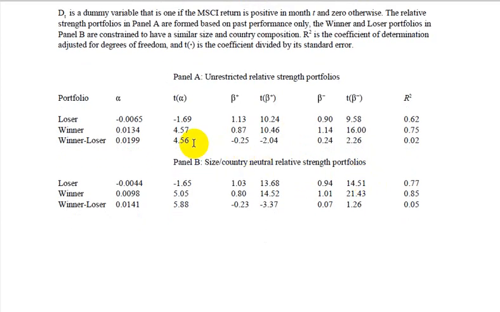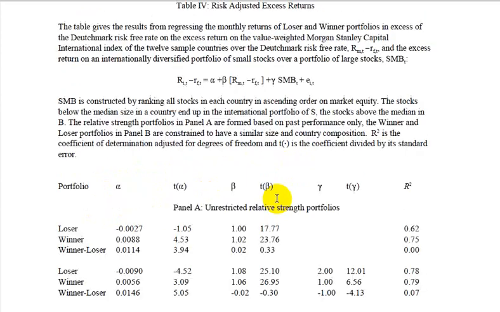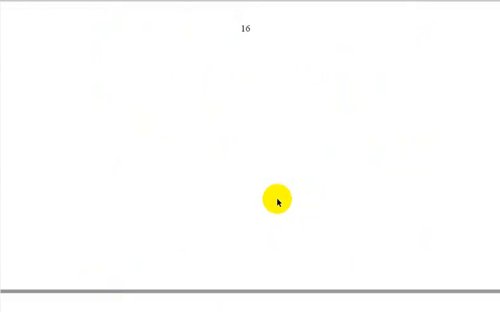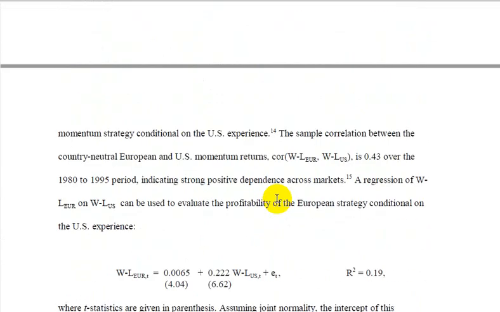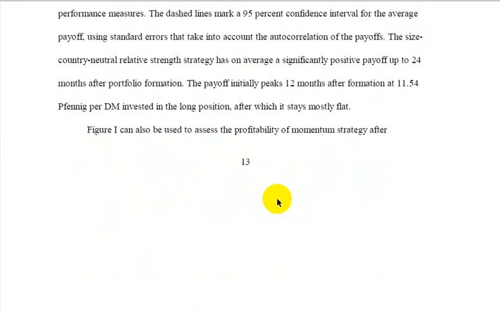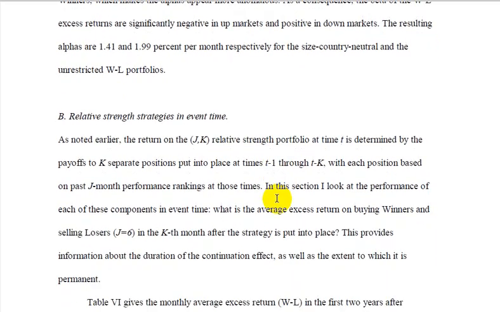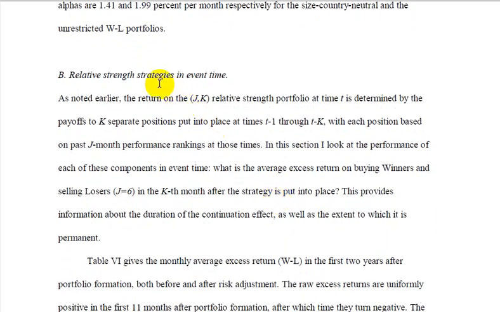And all of these results are pretty much the same in the size country neutral portfolios, although the winner-loser portfolio alpha is a bit smaller. Okay, let's go back up to section B. Relative strength strategies and event time.